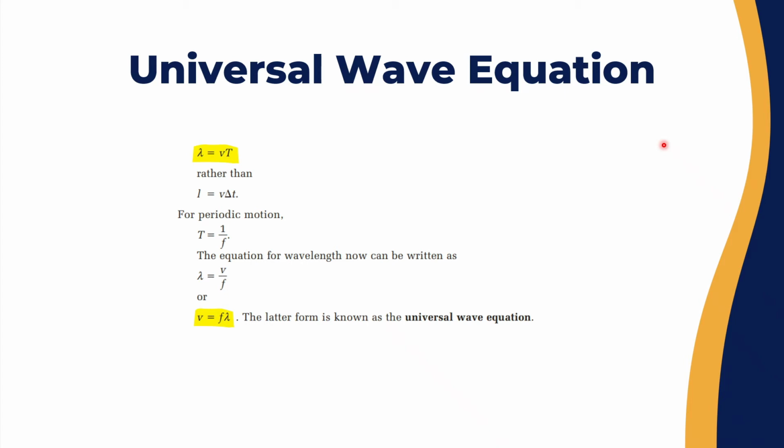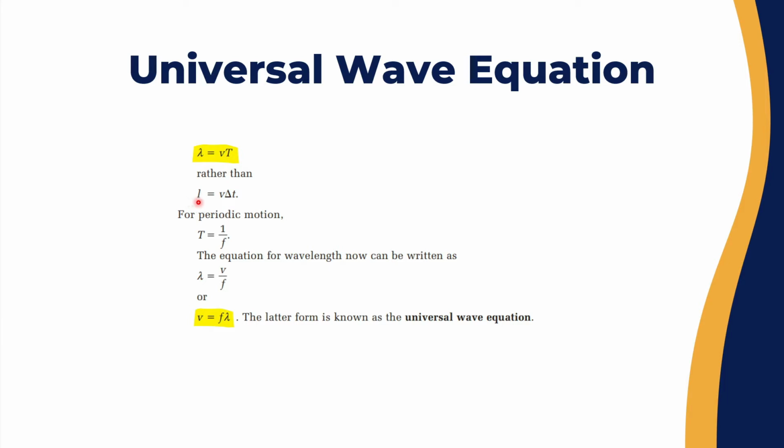Now forget about pulses. If we want to talk about waves, we have an equation called the universal wave equation. We remember before, for the pulse, we have the length of the wave equals the velocity by delta t. But now we talk about wavelength represented as lambda. That would equal the velocity by the period. That's when we are talking about wave.